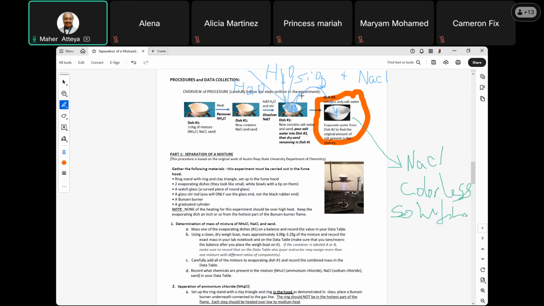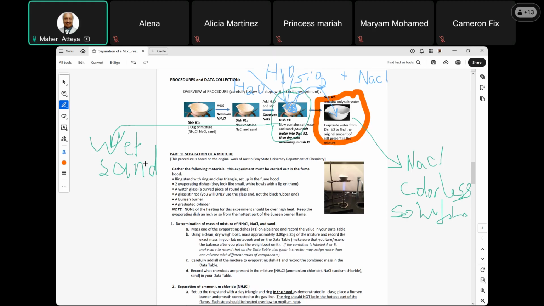And dish number two here. This one here, dish number two, has sand. And it's wet sand. It's wet. Okay, guys. Now I separated the sodium chloride from the sand by adding H2O twice.